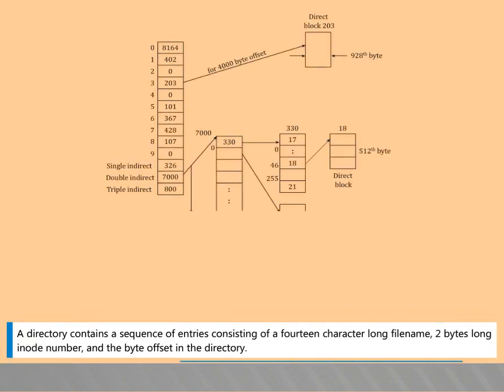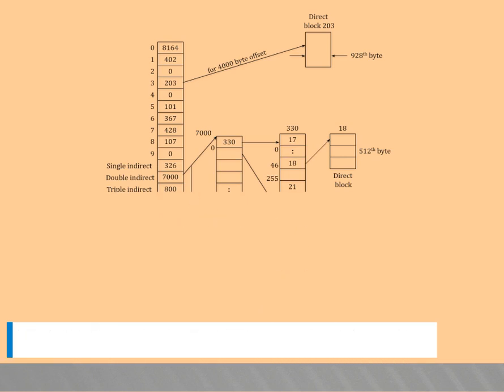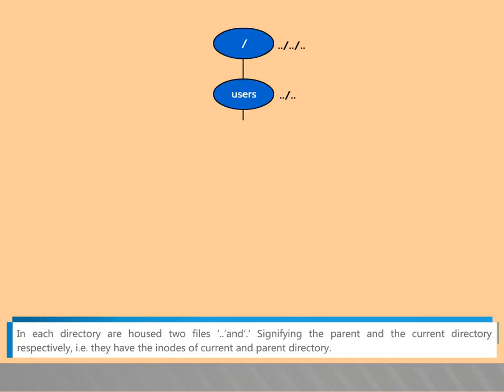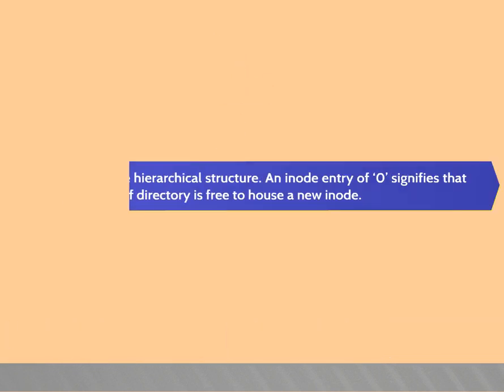A directory contains a sequence of entries consisting of a 14-character long file name, 2 bytes long inode number, and the byte offset in the directory. In each directory are housed 2 files, . and .., signifying the current and parent directory respectively. That is, they have the inodes of current and parent directory. This provides the hierarchical structure.